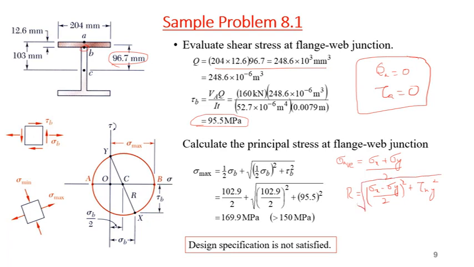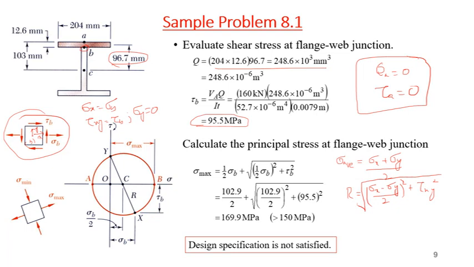So let's suppose this is my x-axis and this is my y-axis, and I represent the stress on that element at point B. So sigma B is sigma x, because sigma y is 0, the third principal stress is 0. So sigma x is equal to sigma B, tau xy will be equal to tau B, whereas sigma y is equal to 0.